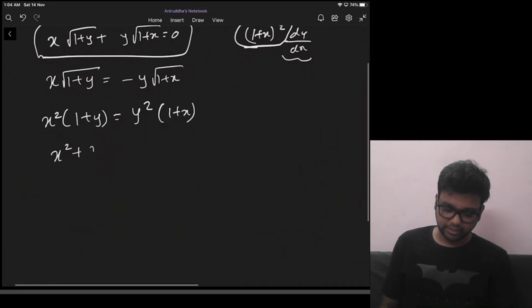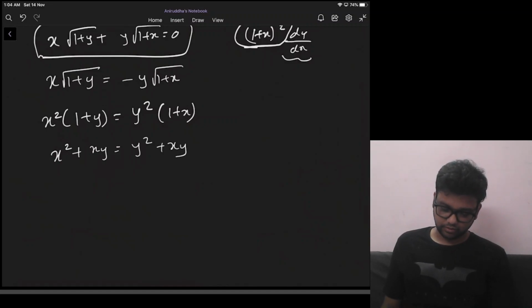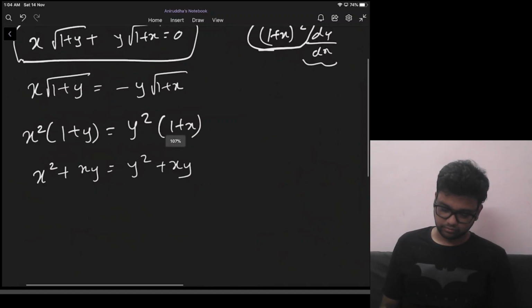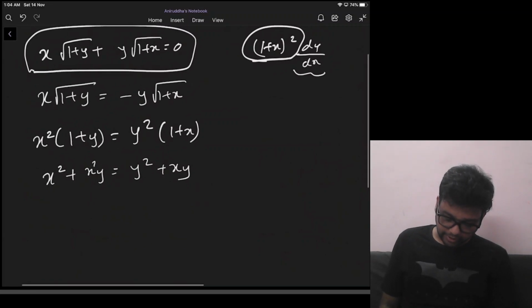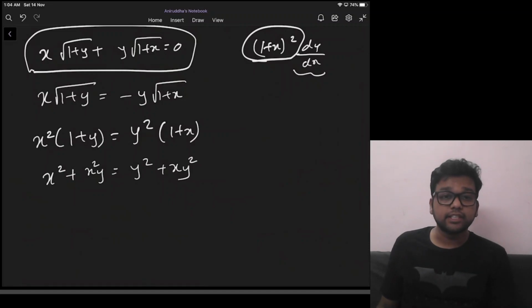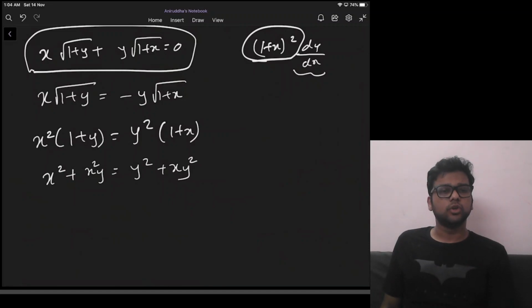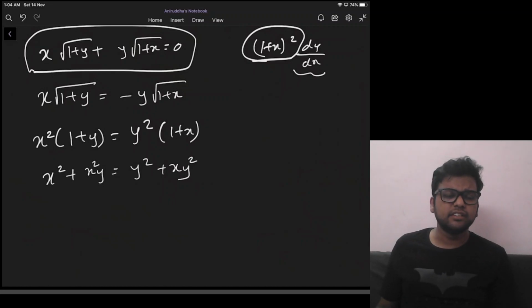That means x square plus xy is equal to y square plus xy. Correct? Sorry, x square plus x square y is equal to y square plus x y square. Fine. Okay. Now let's try to rearrange this in some way so that we'll be able to bring y to one side.